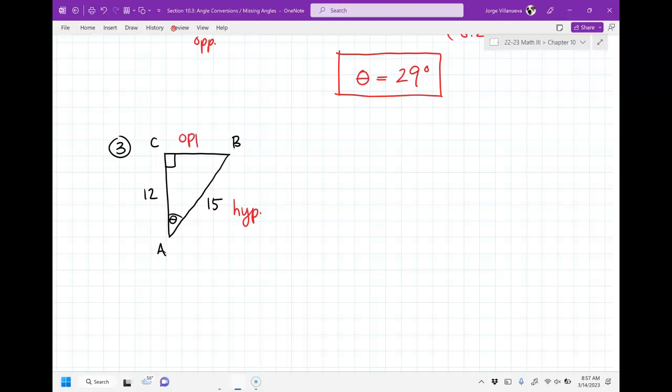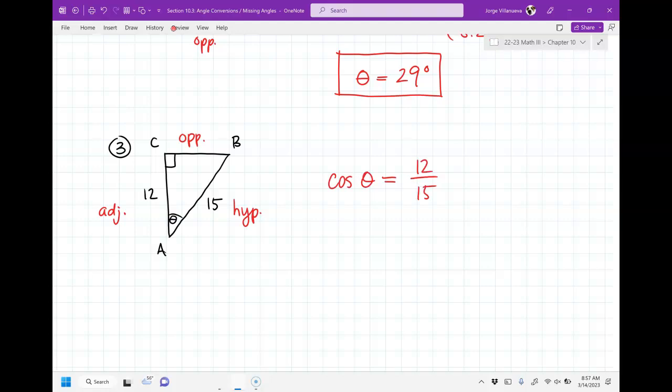Depending on how OCD you are, you might say BC, right? I always tend to write it in alphabetical order just out of habit. Usually mathematics prefers alphabetical order, but it doesn't have to be. And then that leaves 12 to be my adjacent side, okay? So I have an adjacent and I have a hypotenuse. So this is going to be cosine, right? So cosine of theta is equal to 12 over 15.